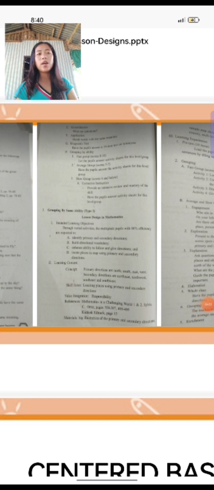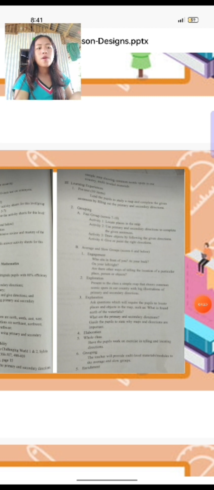Okay, so let's proceed now to the grouping by same ability type 2. So let's focus here in the learning concept. So this activity's primary directions are north, south, east, west, and the secondary directions are northeast, northwest, southeast, and southwest. So the skill focus here is locating the places using primary and secondary directions.